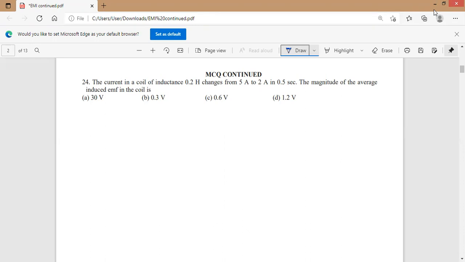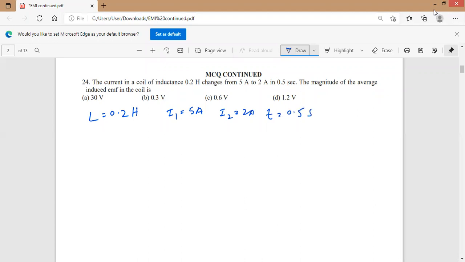So they have given L. L is equal to 0.2 Henry, and the current changes from I1 equal to 5 ampere to I2 equal to 2 ampere in time equal to 0.5 seconds.